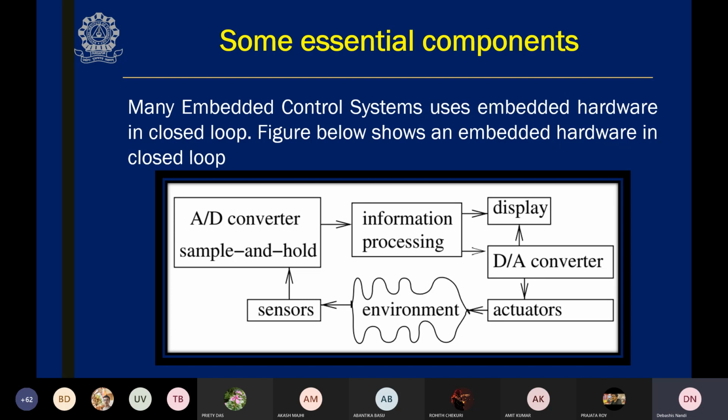So here, this AD converter, sample and hold. This is the block where the sample and hold circuit will sample the sensor output. Okay, it will take the analog signal from the sensor output, and then the signal will be sampled. And this sampled signal or sampled values should be converted to a digital number by using an analog to digital converter.